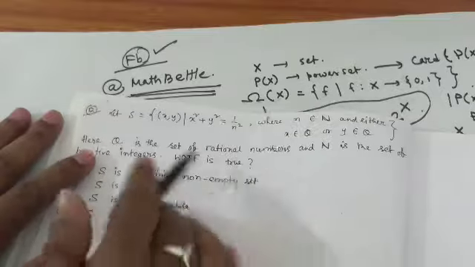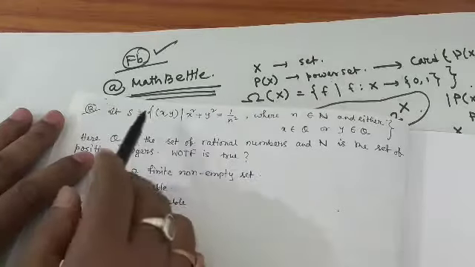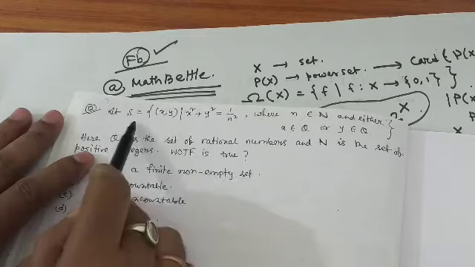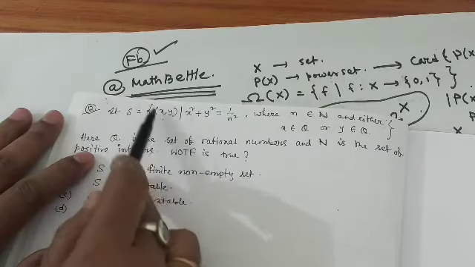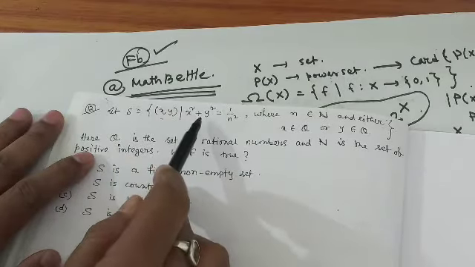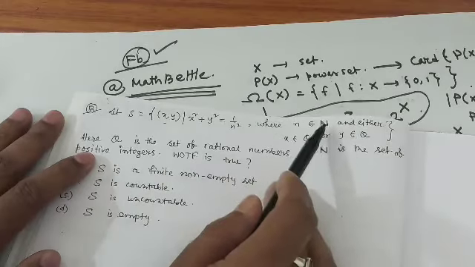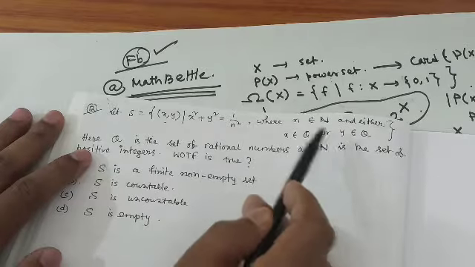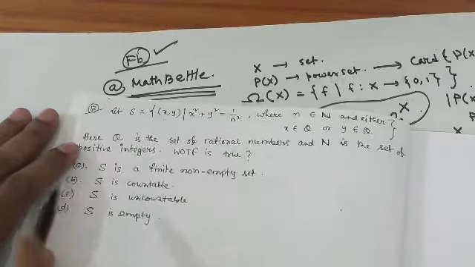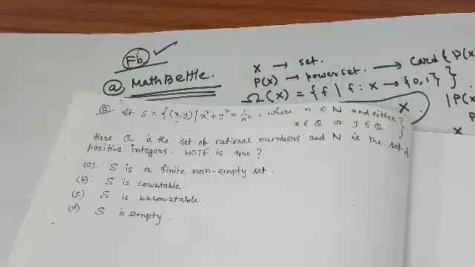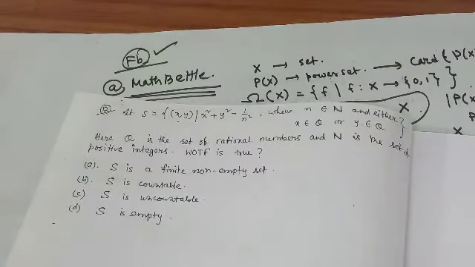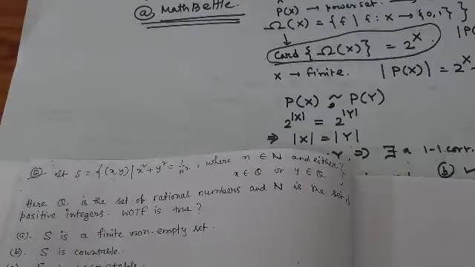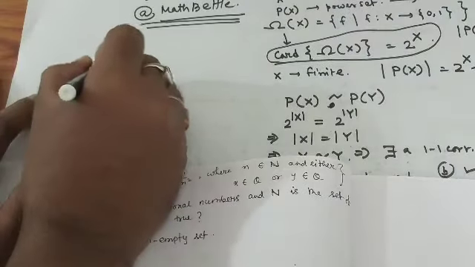Now come to this 12th number problem. Read it carefully. S is the set of all points satisfying this condition, where n belongs to N, either x belongs to Q or y belongs to Q. Obviously Q is rational and N is the set of all natural numbers, and which one is going to be correct? That S is countable, uncountable, empty, finite, whatever. Just get the idea how to proceed for this question.